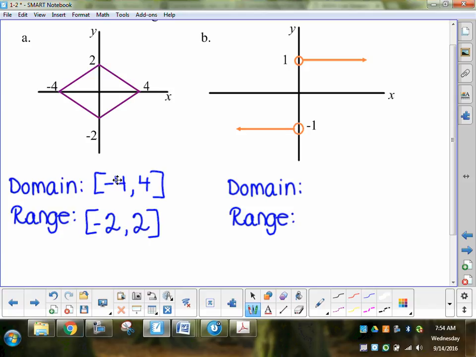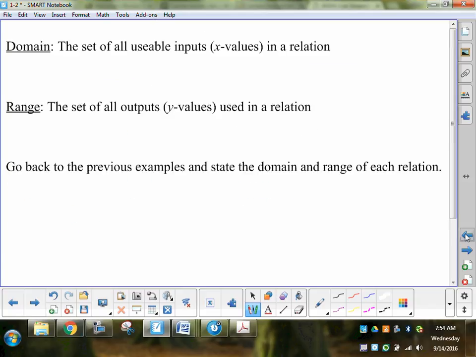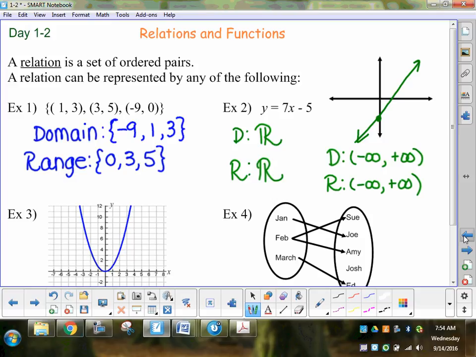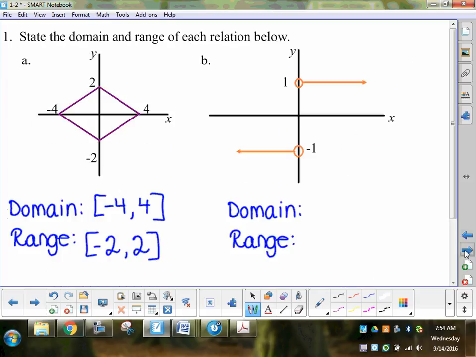Now the next one's going to be, yes? I thought that we'd use the fancy bracket. No, that's if you're listing out ordered pairs for a relation like this. Okay? Because those were individual points.